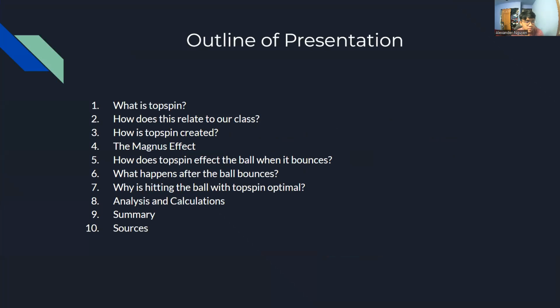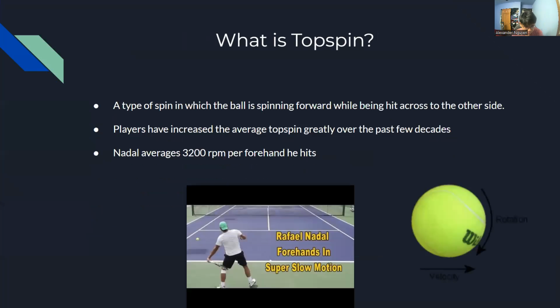What happens after the ball bounces? And why do players like to hit with topspin? Why do they have to hit with topspin, basically? And some analysis and calculations. Then I'll do a summary and then show my sources.